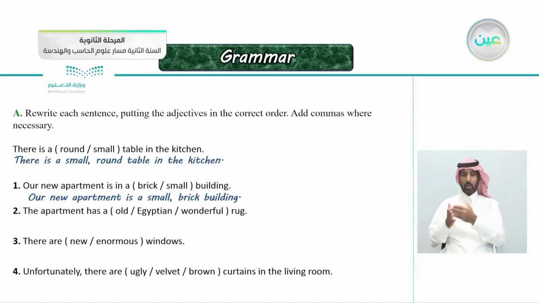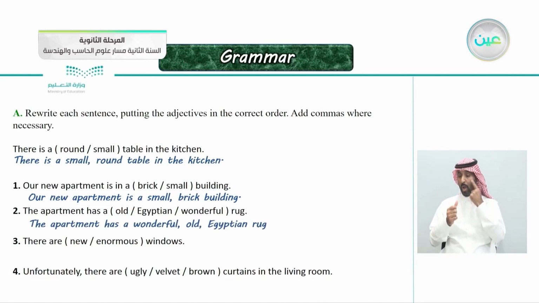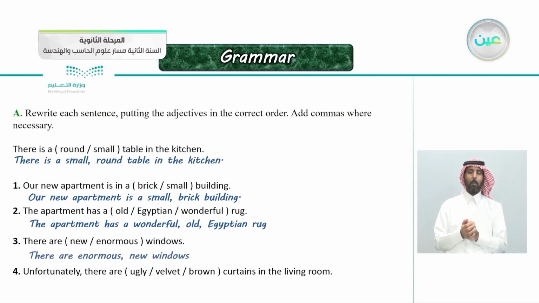Number 2, the apartment has an old Egyptian wonderful rug. So we have 3 adjectives here. The correct answer here is, yes, the apartment has a wonderful old Egyptian rug. Wonderful, opinion; old, age; Egyptian, nationality; rug. Very good. Number 3, there are new enormous windows. The correct answer here is, yes, there are enormous new windows. Enormous, size; new is for the age; windows.